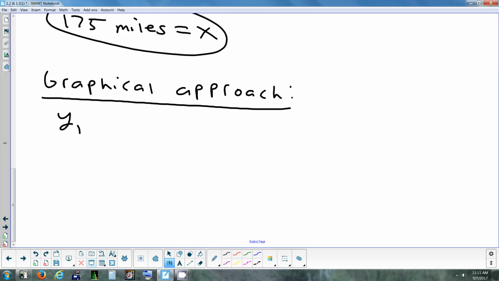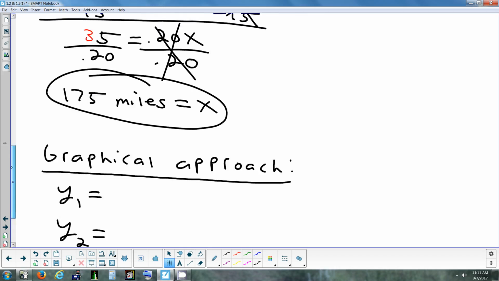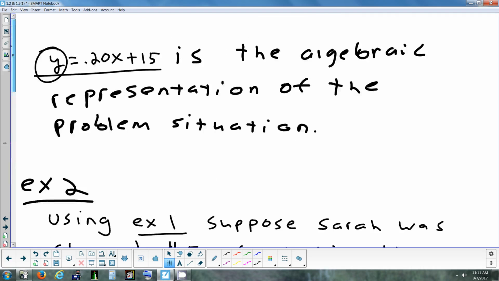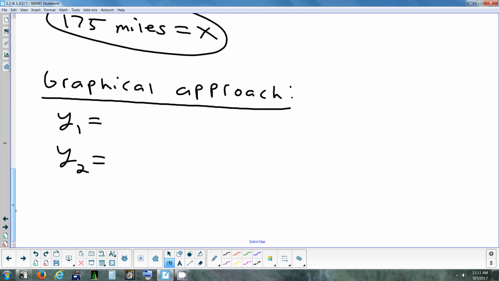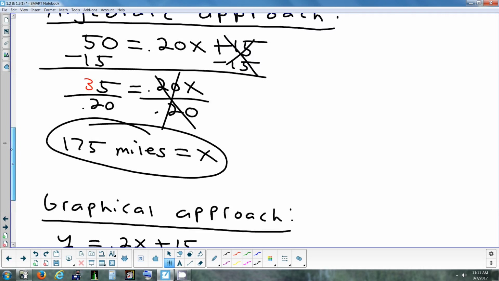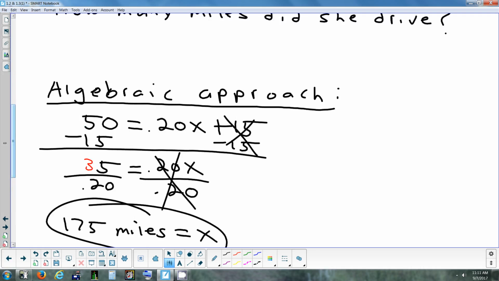Okay, so on your calculator, you're going to type in two things. First thing you have to type in is the equation. Y equals 0.2x plus 15. And we want to know when that value hits 50. We want to know when that equation equals 50. Now we already know the answer. It's when x is 175. But pretend we don't know that. When does that equation equal 50?